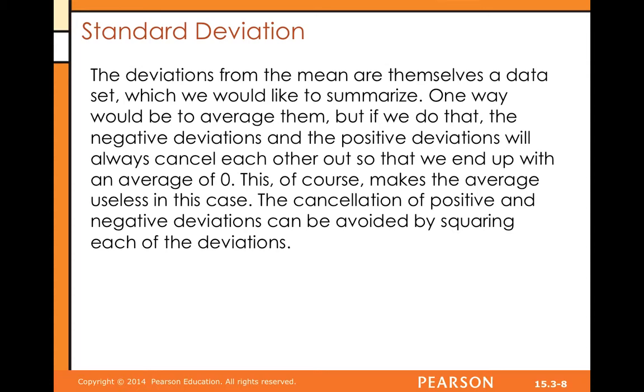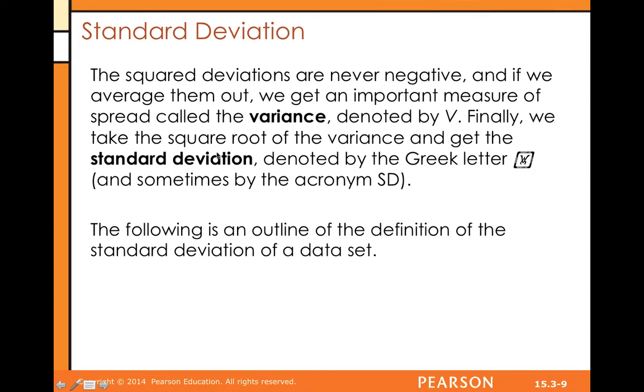So what we're going to do to take this into account, that we don't want negative distances, is square things. Because when you square things, you always make negative things positive. So -1 times -1 is +1, -2 times -2 is +4, etc. So let's just square everything we see, because then we won't have positive-negative cancellation. The squared deviations are never negative. If we average them out, we get an important measure of spread called variance.